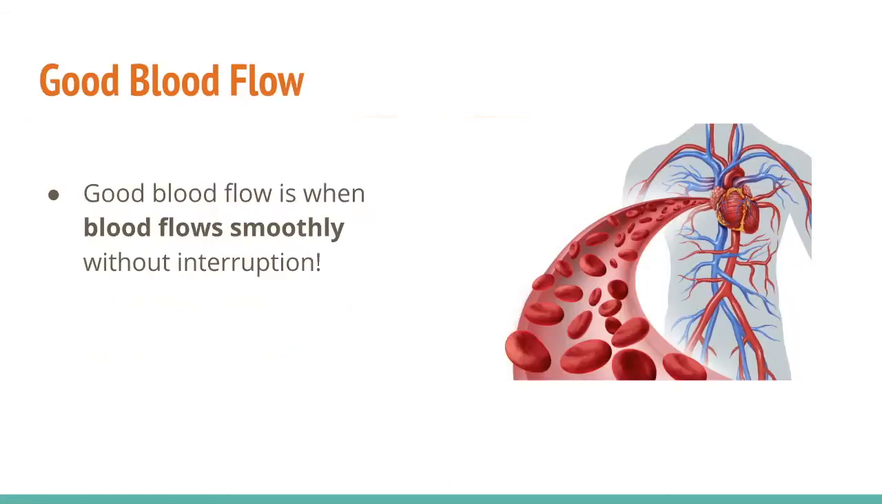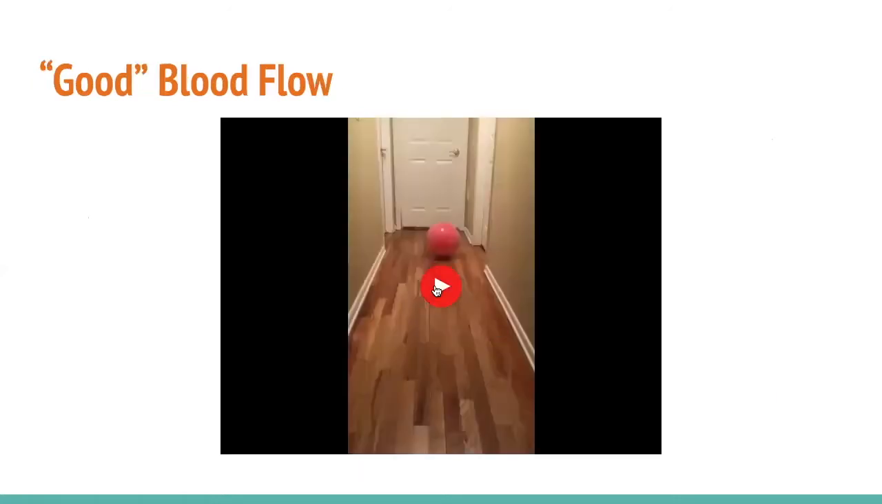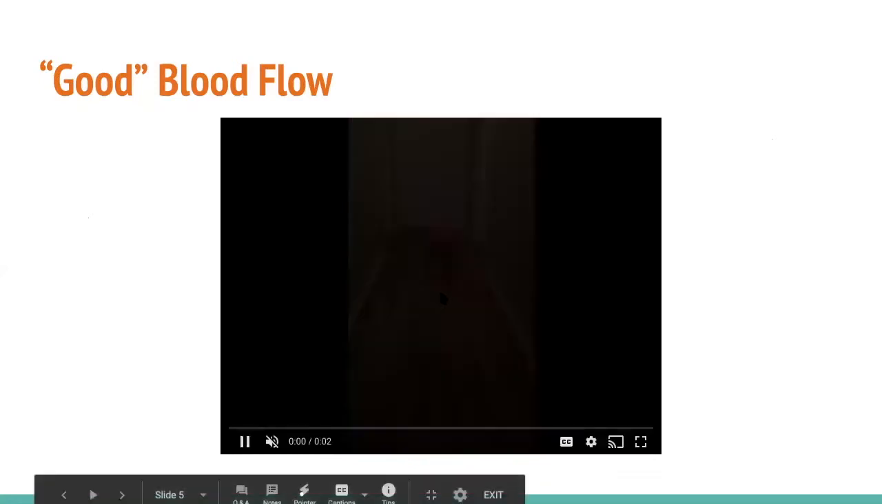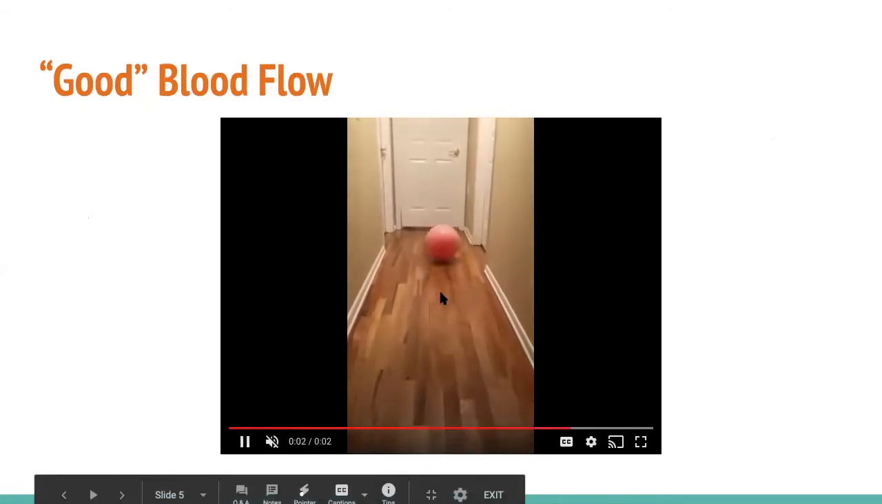So good blood flow is when blood flows smoothly without interruption through the body. Next, we're going to use some videos to help demonstrate this. In this video, the hallway that we roll the ball through will represent the arteries, or the small tubes that blood runs through in our body, while the blood is represented by the red ball. Notice how the ball flows smoothly without interruption through the hallway.